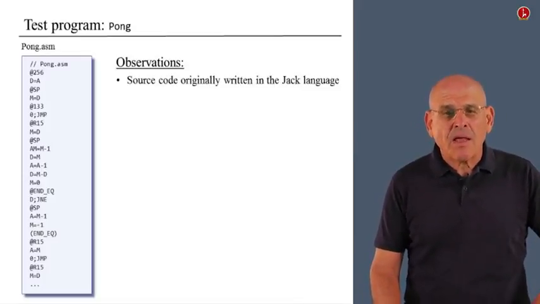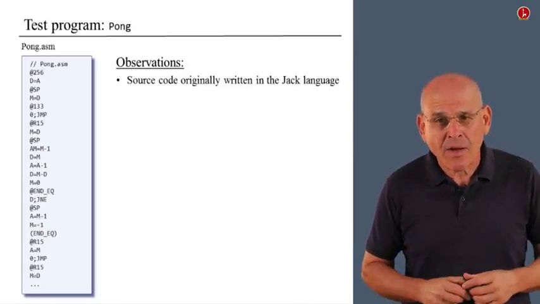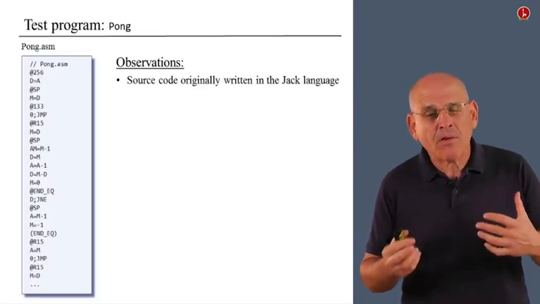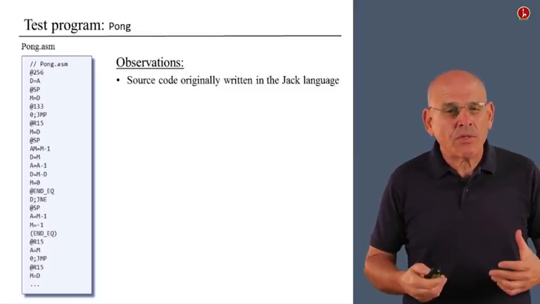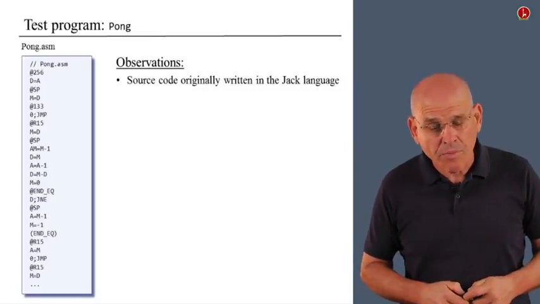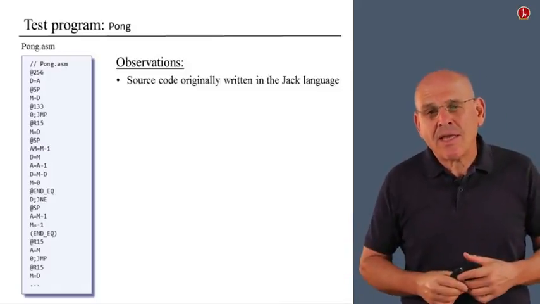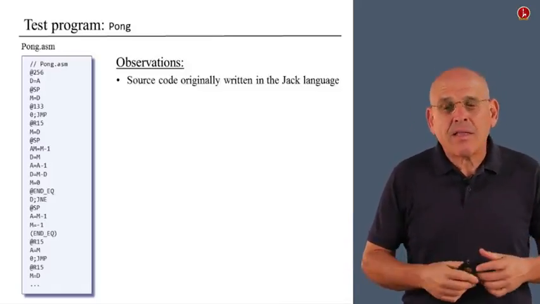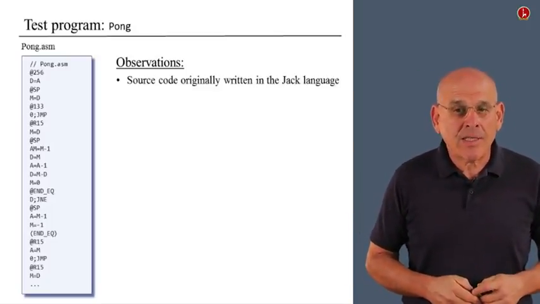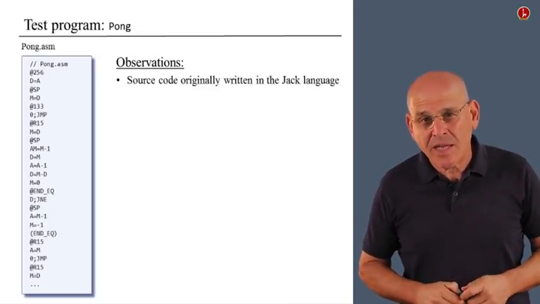First of all, the code of Pong was originally written in a language called Jack. Jack is a Java-like, simple, object-based language that we introduced in the second part of this course, Nand to Tetris Part 2. In Nand to Tetris Part 2, we introduce this language, and then we write a compiler that translates from this language all the way down to Hack assembly code. And so what you see here is the result of this translation.